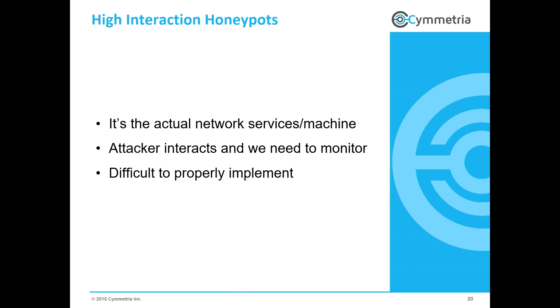High interaction honeypots are the actual systems themselves. So for example, if I'm trying to show an SMTP server, what I'll be doing is actually have a real SMTP server running. And the difference is that this is much harder to monitor, right? For example, if you put a Windows machine and try to monitor all the SMB traffic to it on the network, it's insanity, right? Because the amount of noise is incredible. And then we again go back to the regular problem of false positives and how to differentiate noise from stuff that isn't noise.